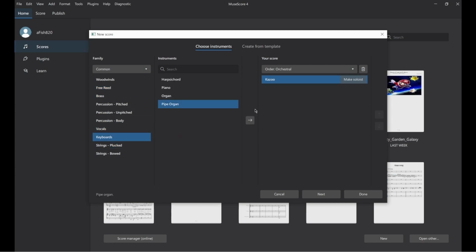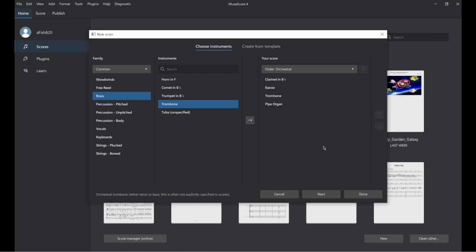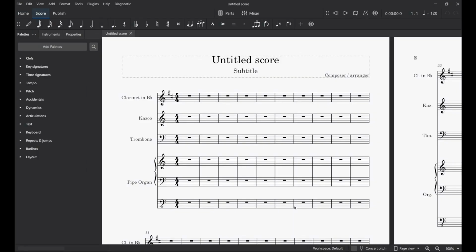Oh. Look at me. Anything else? You want a clarinet? Yeah. Okay. Trombone? Yeah. All right. Speed. Okay, I think this will be a good little time.